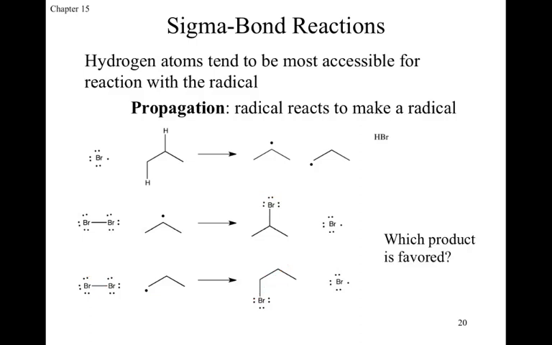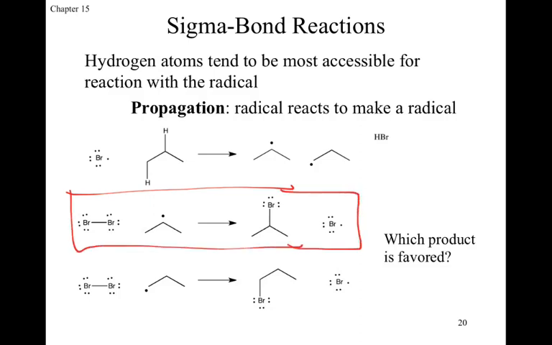Which is what this next slide is suggesting. Which product is favored? The product that's favored is going to be the one that generates the most stable intermediate, which is our second reaction, or really our second product situation, which comes back to our first reaction, our secondary radical. Bromine is very, very, very selective. We're going to generate the most stable radicals that we possibly can throughout the radical reaction with bromine.